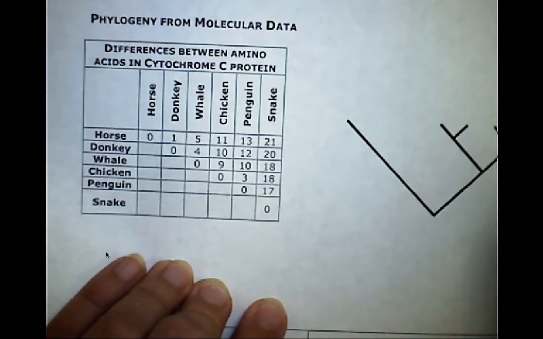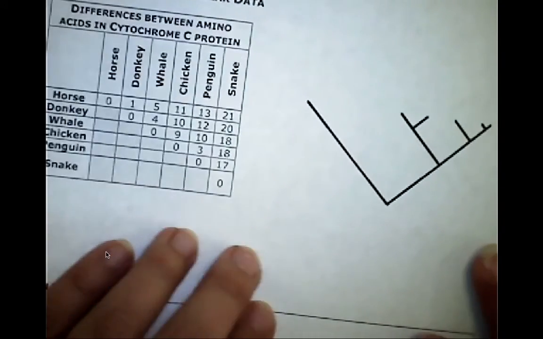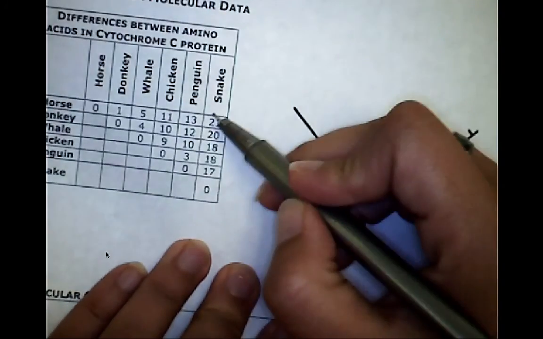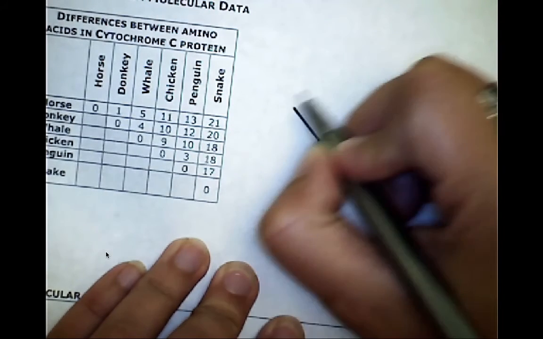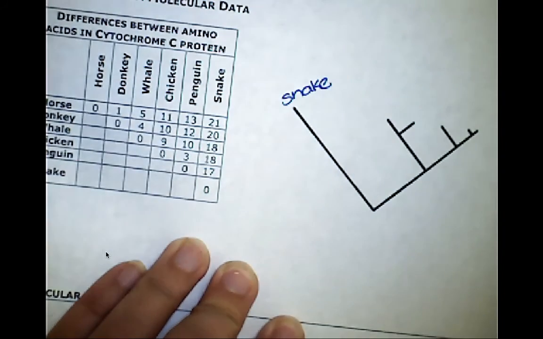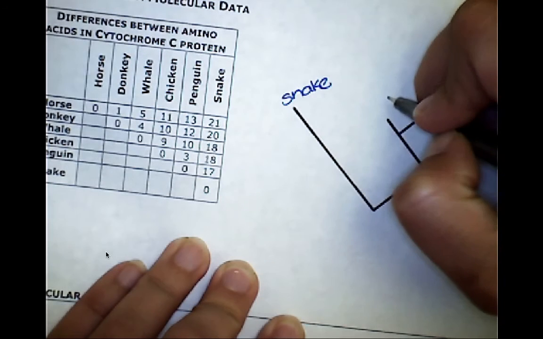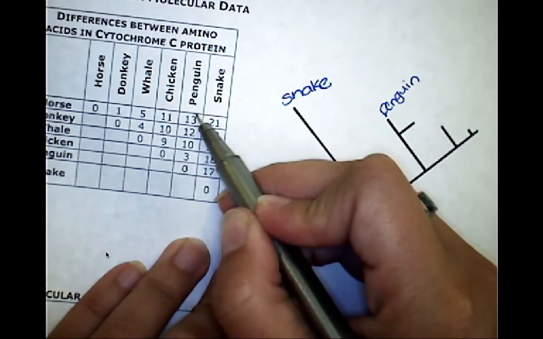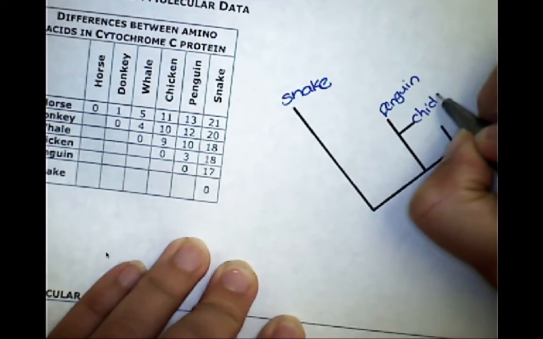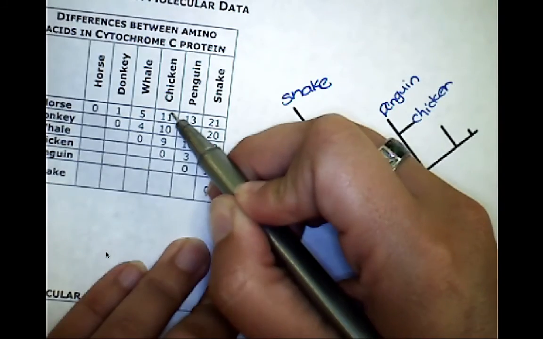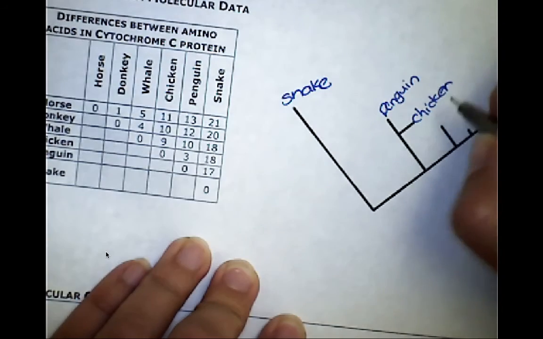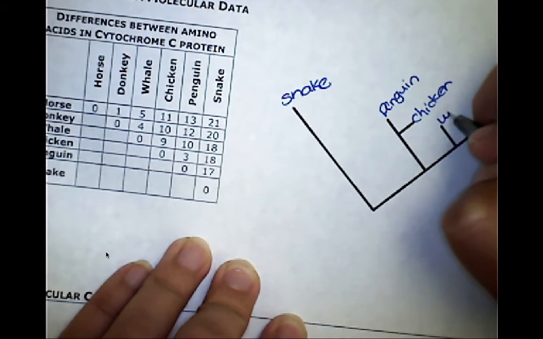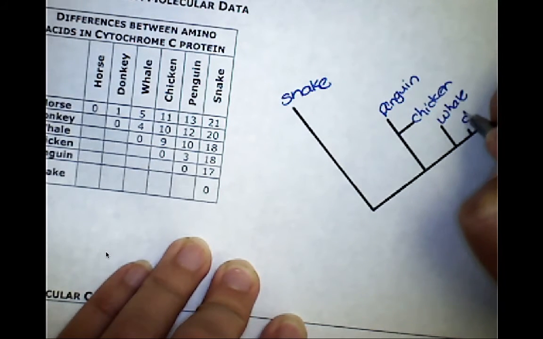So I'll actually start to do it, but I think that you guys might be able to figure out who has the most difference. So you might be able to answer that the snake has the most difference. So he's gonna go way out here. Okay. And then right here is the penguin, because he's got the second most difference. And then the chicken, and again, this one's in order. Not always are they gonna be in order. He's got the next most difference. And then the whale is gonna go here. And then the donkey. And then finally the horse.